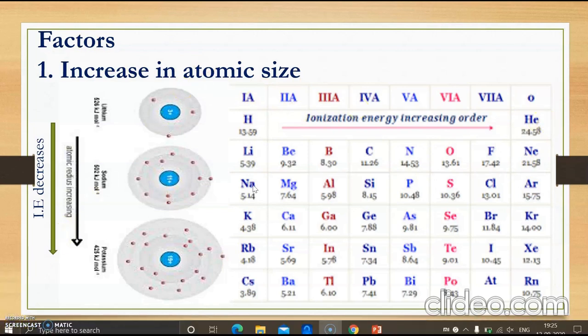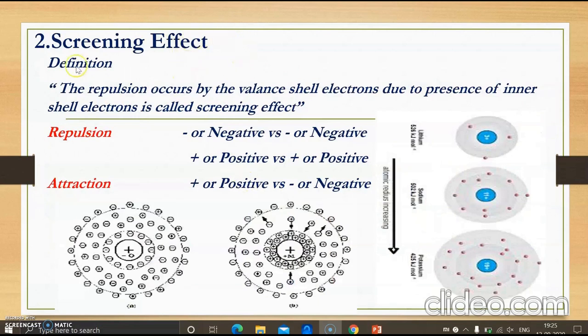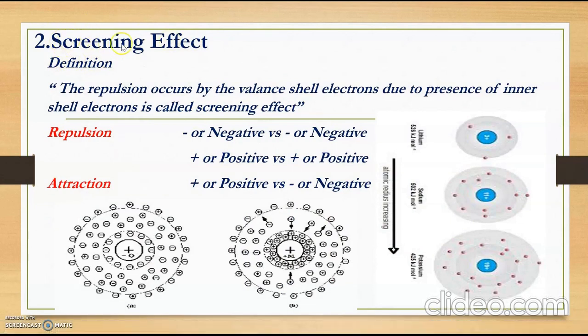Now the second factor is the screening effect. Firstly, we see the definition of the screening effect. It is also called the shielding effect of the inner electrons on the outermost shell electron. The repulsion experienced by the valence shell electrons due to the presence of inner shell electrons is called the screening effect.